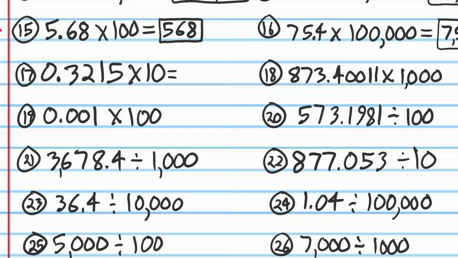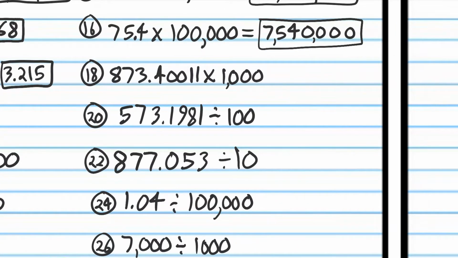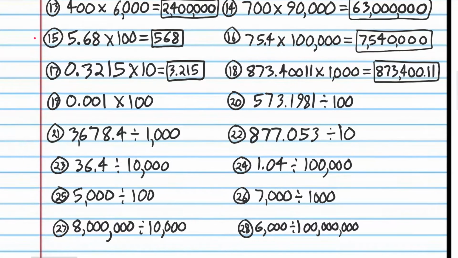All right, we're back. So we're going to move the decimal 1 place, and it becomes 3.215. So if you got that answer, good job. Here we're going to move the decimal 3 places. So we have 873400.11 because we moved it 1, 2, 3 places. Now we put our comma, and we have 873,400.11. So if you got that answer, good job.